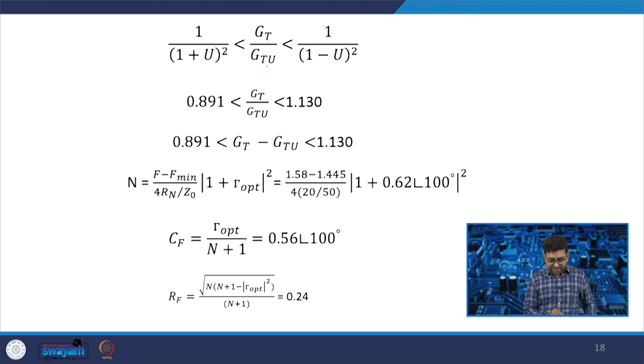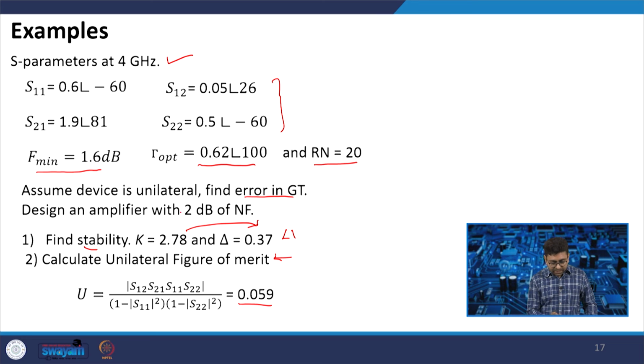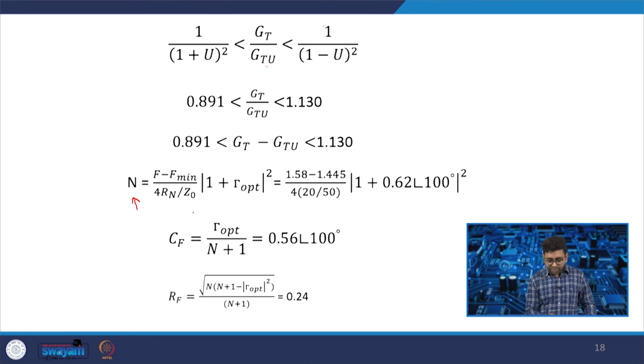Then the next step is to find the noise circles. So what is our target? Our target is to design an amplifier with 2 dB of noise figure. The minimum noise figure is 1.6 dB, and we are targeting a 2 dB noise figure. So for 2 dB we can get 1.58, it is the absolute term, dB converted to absolute. Then F min is 1.445, Rn we already know, Z0 is 50 ohm, gamma opt is also provided.